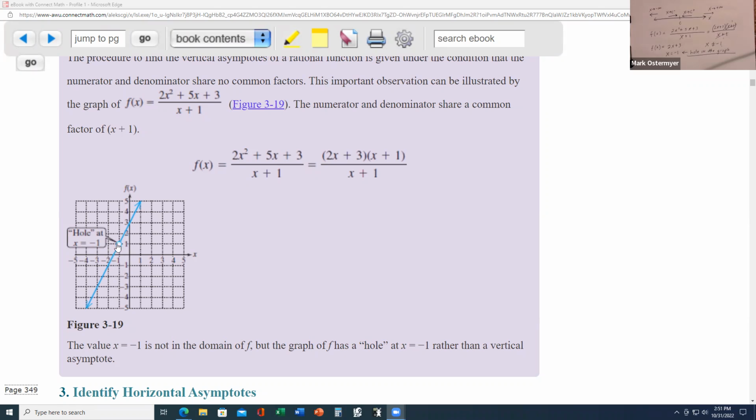Okay, it's just a hole in the graph. So you have to be a little bit careful. All right, don't think that where the denominator of your rational function is equal to 0, you're always going to have a vertical asymptote. Sometimes you might have a hole in your graph. So how are we going to know the difference? Well, I'll tell you how you know the difference.